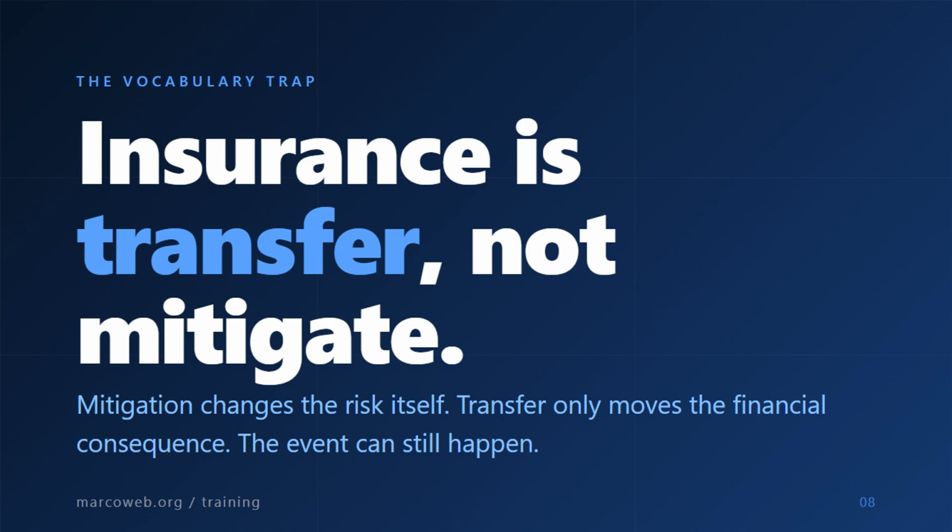A favorite trap, calling insurance mitigation. It is transfer. Mitigation changes the risk itself, its likelihood or impact. Transfer only moves the financial consequence, and it moves the money, not the underlying obligation or the reputational harm.